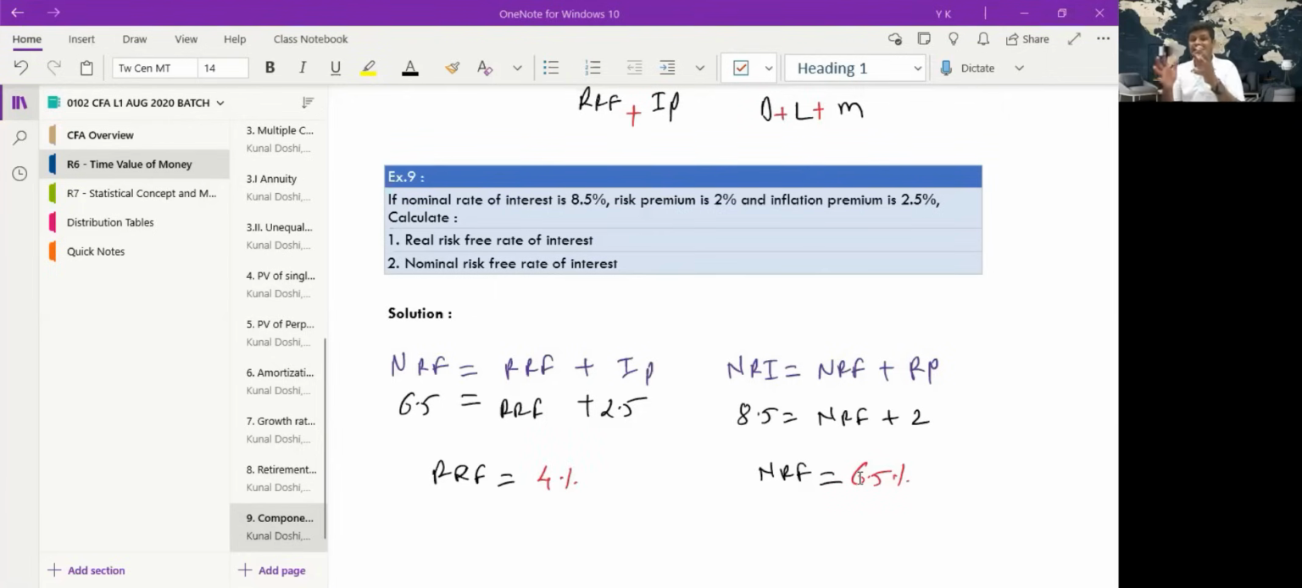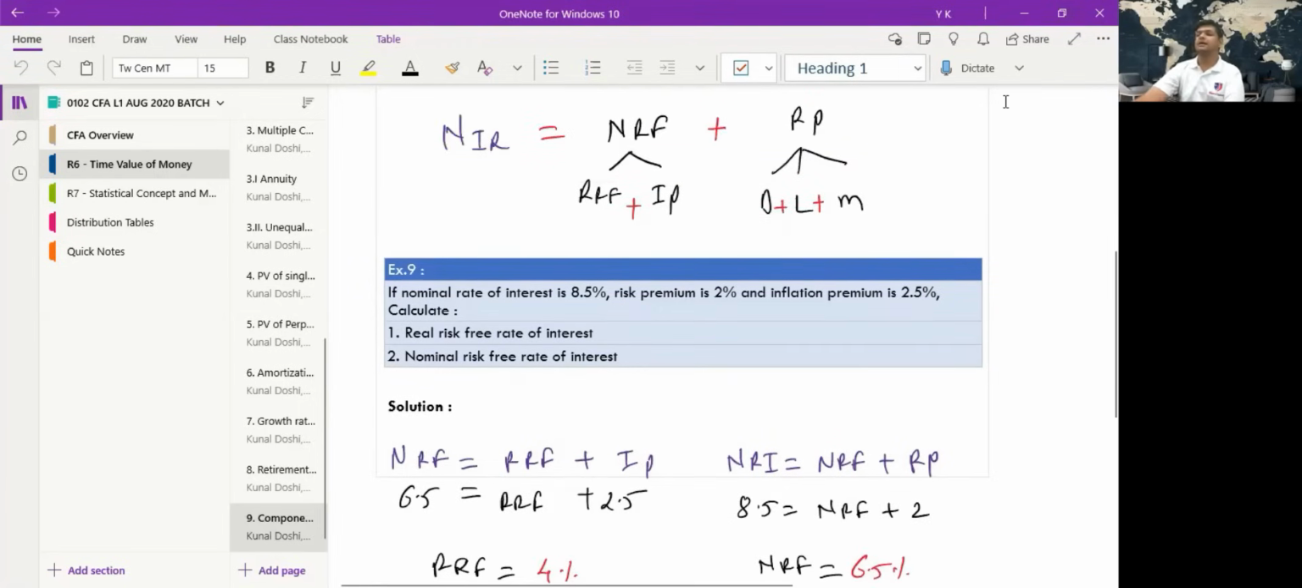So the nominal rate is 8.5, out of which the nominal risk-free is 6.5 and the risk premium is 2. Within the nominal risk-free, you have real risk-free as 4 and inflation premium as 2.5. And the risk premium, they have given 2, which I can assume to be any of the risks. Clear, everyone? Anyone has any questions? Yes, anyone, any questions, any doubts? Please let me know.